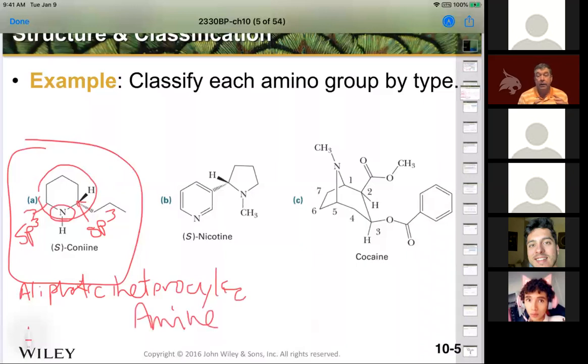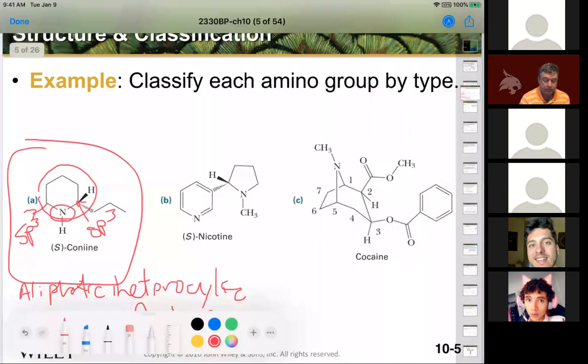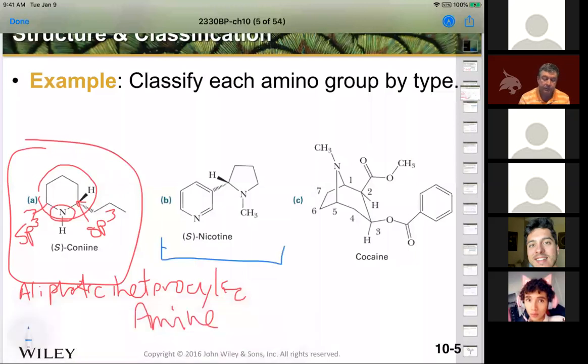Okay, so it's in a ring, it has no aromaticity, and it is an amine. So it's an aliphatic heterocyclic amine. All right, let's go to the next one over here, nicotine, which is found in all of those cigarettes and vape products. We actually have two different nitrogens here, so we have to classify them differently.